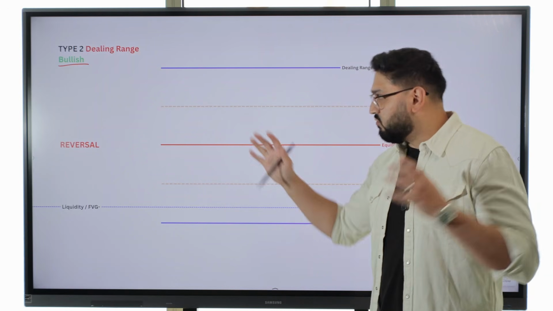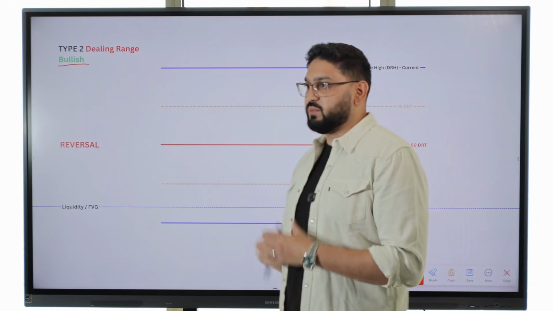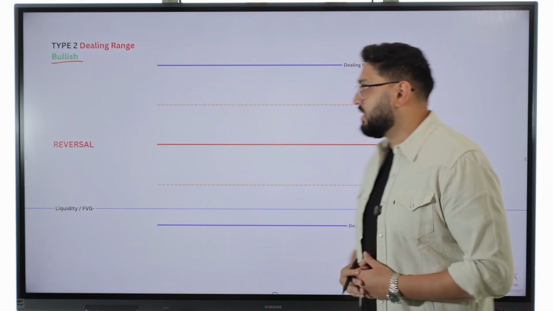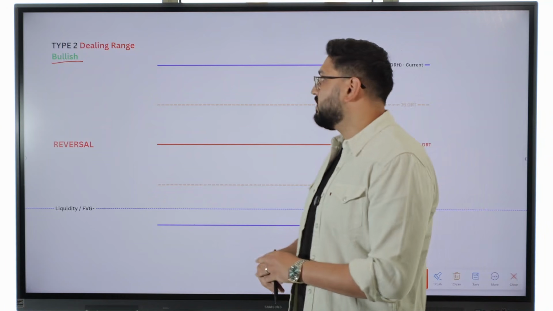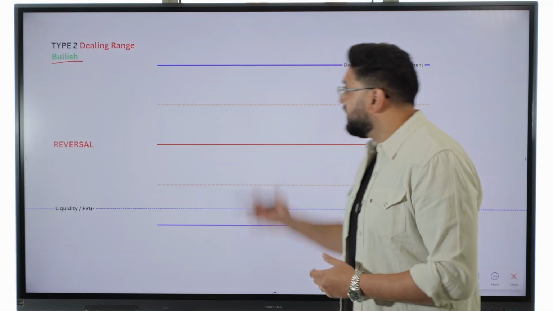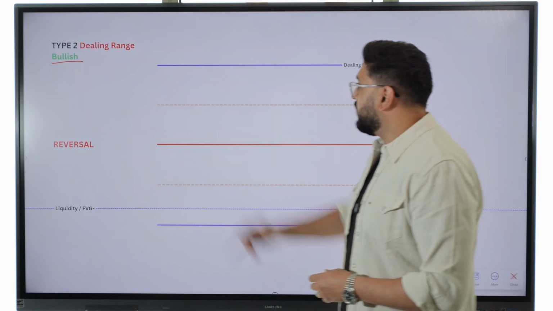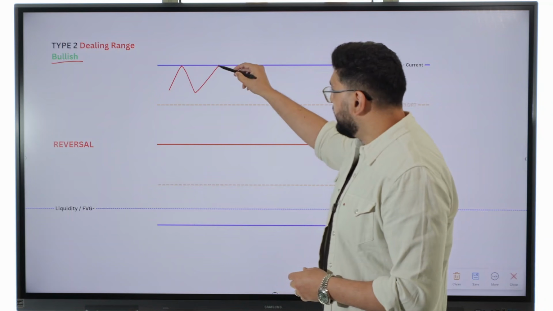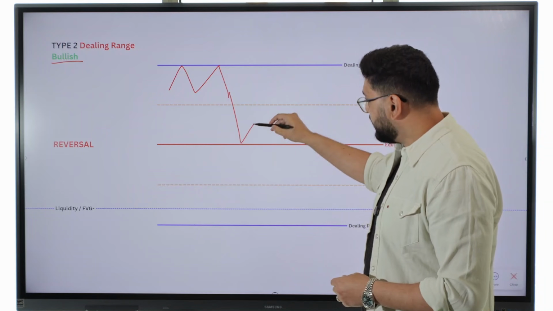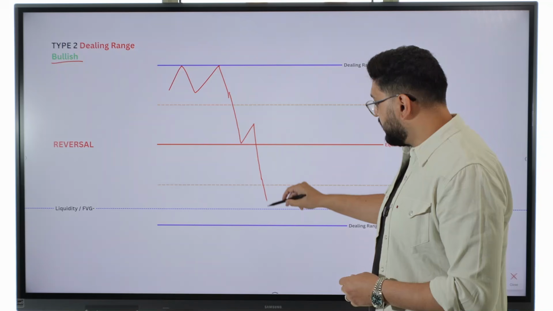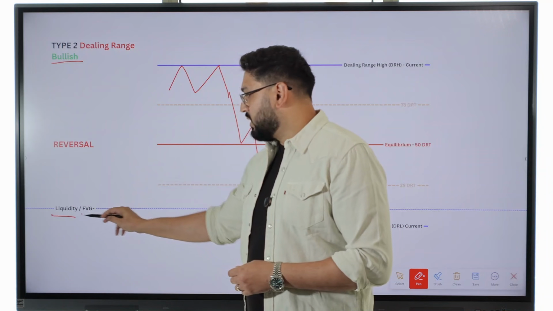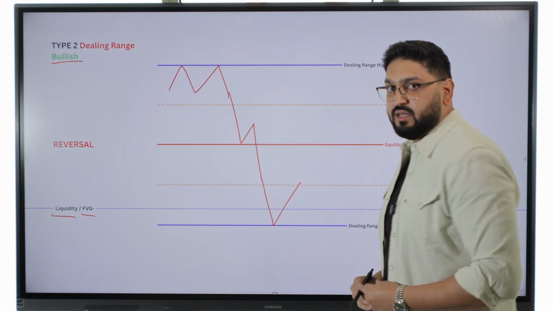Now, why I really like the type 2 dealing range is because even if you cannot establish if we're in a bullish or a bearish climate, the distinct feature of a type 2 dealing range is that we will have clear, discernible equal highs or equal lows. In this case, since we are bullish, we will have clear, equal highs above the market. The market will travel lower, below equilibrium, and it will raid some kind of a liquidity pool and or rebalance an inefficiency to the left of the market.